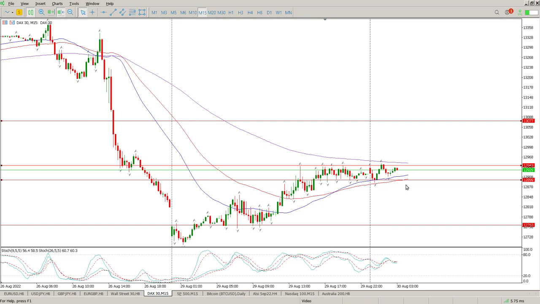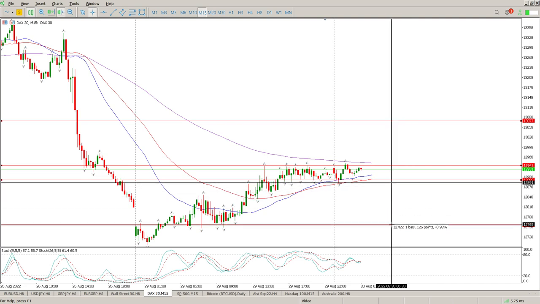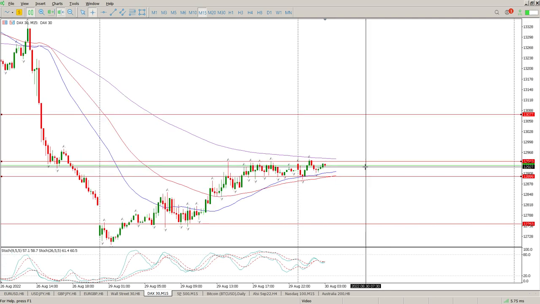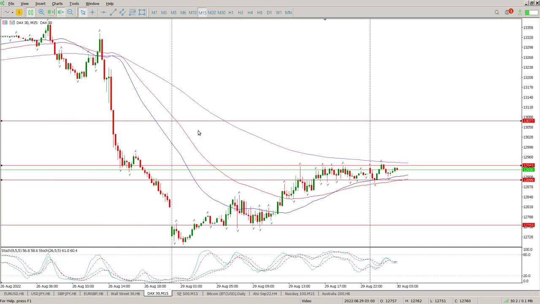Good entry, 100-point stop loss. Long, same to the downside. Break, retest. Pretty good entry also, 77-point risk to probably 127 as well. 126 to the downside. And then 127 to the upside. So pretty much smack in the middle of these two levels. That's the only two opportunities I see today.